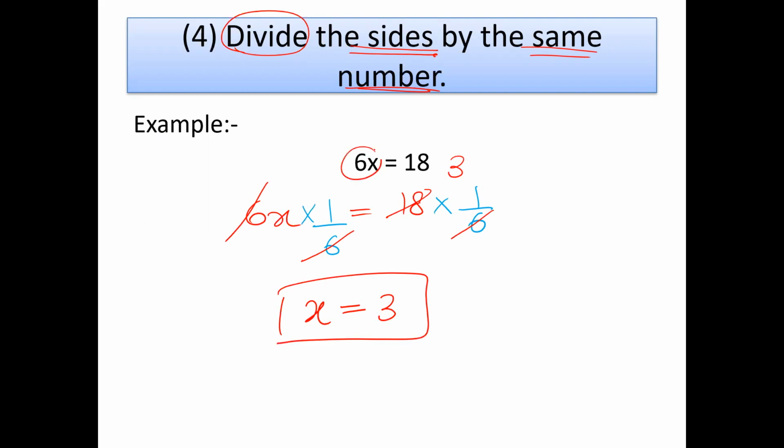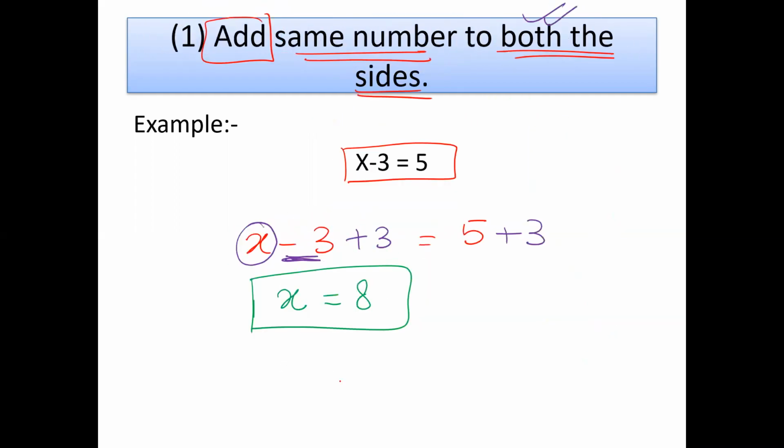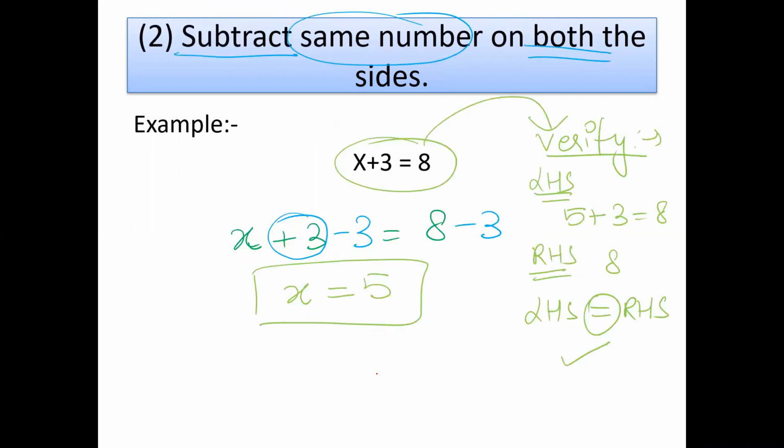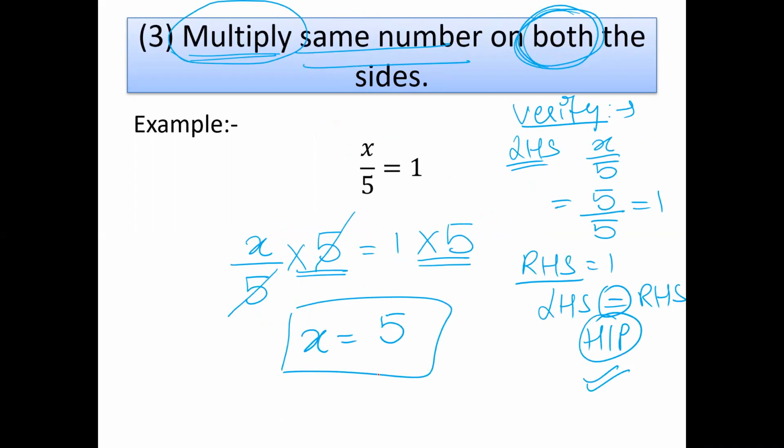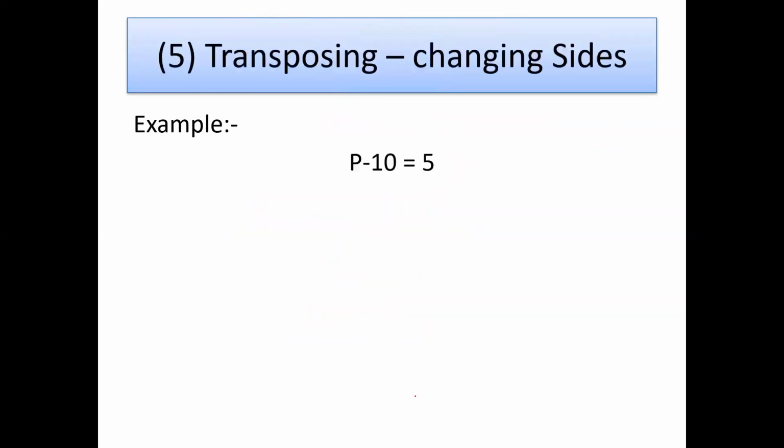And if we put in LHS, that means 6 into 3 is equals to 18. That is RHS. So again, LHS is equals to RHS, and therefore we have proved that again our answer is correct. Now we have talked about 4 basic operations: addition number 1, subtraction number 2, multiplication number 3, and division number 4. Now there is one more method, that is called transposing. Transposing is something that is a shortcut of the above 4 methods.